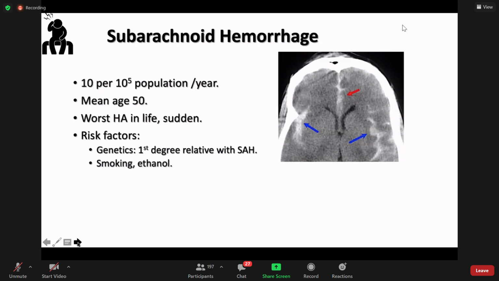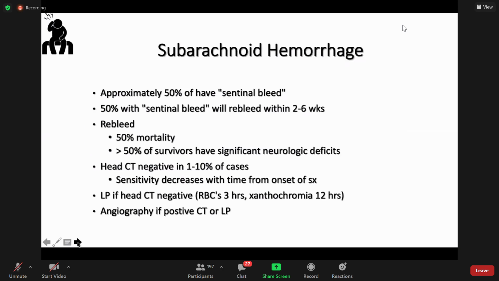The risk factors are genetics, if there is a first degree relative with subarachnoid hemorrhage or polycystic kidney, and if the person smokes or consumes ethanol. About 50% may have a warning bleed, and if that happens, within 2 to 6 weeks a full bleed happens, or rebleeding, and rebleeding may carry about 50% mortality.